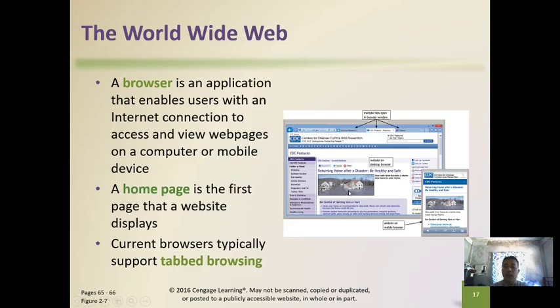And then, we are able to search different topics in different tabs. We call that tab browsing. Kagaya nitong nasa example, si MSN is being searched for Windows 8 and then CDC, something like that. And then we also have the Yahoo. So there are three tabs in just one browser.